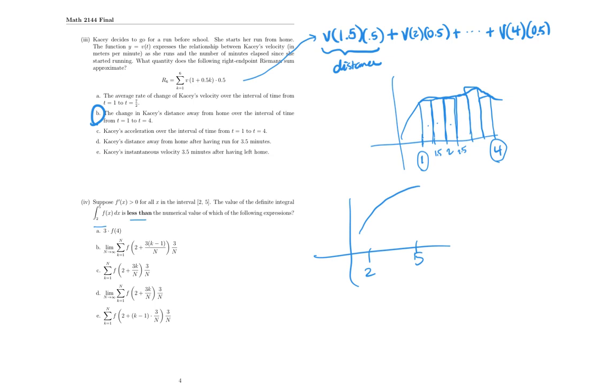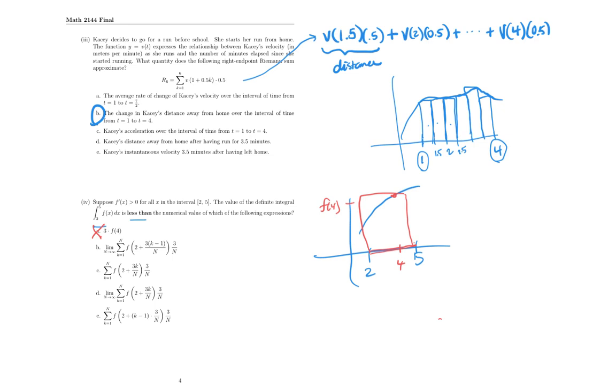Okay, so the first one says 3 times f of 4. So f of 4 would be, I don't know, some value here. And then 3 is this distance between 2 and 5. So 3 times f of 4 would be the value of this rectangle, which, depending on how steep my function is, might be less than or might be greater than. It's not clear. It doesn't strictly have to be less than. So we'll throw that one out.